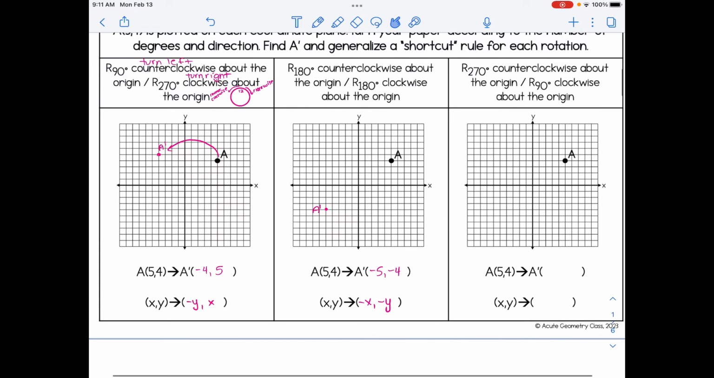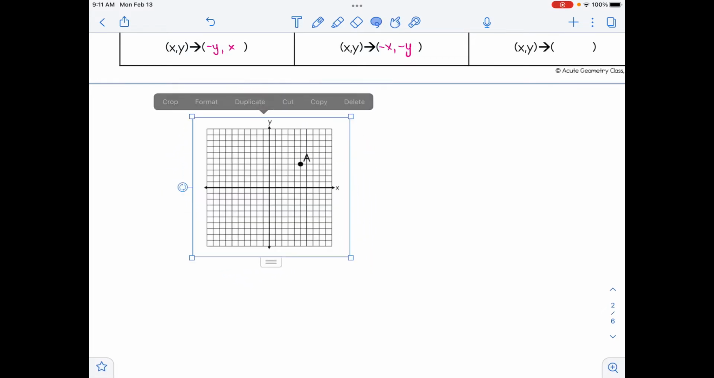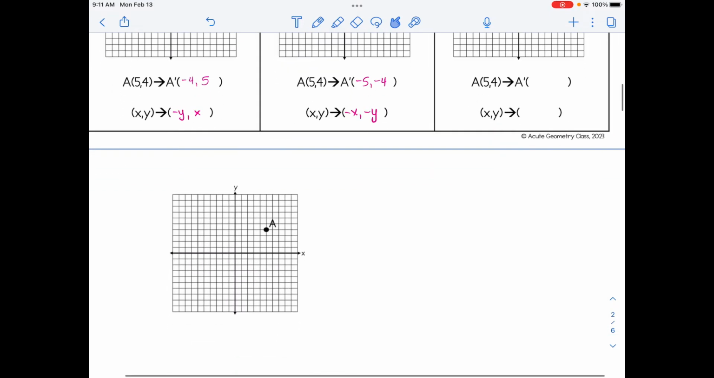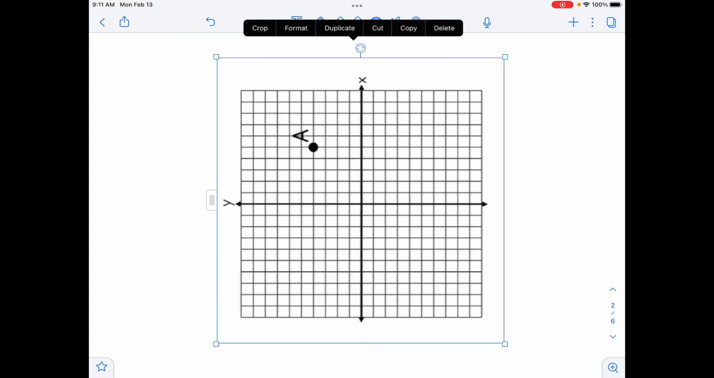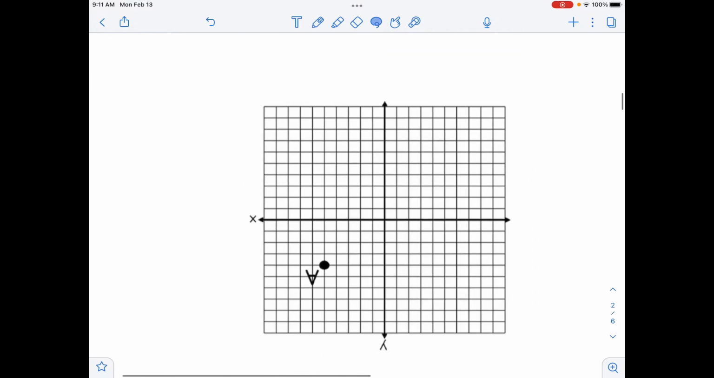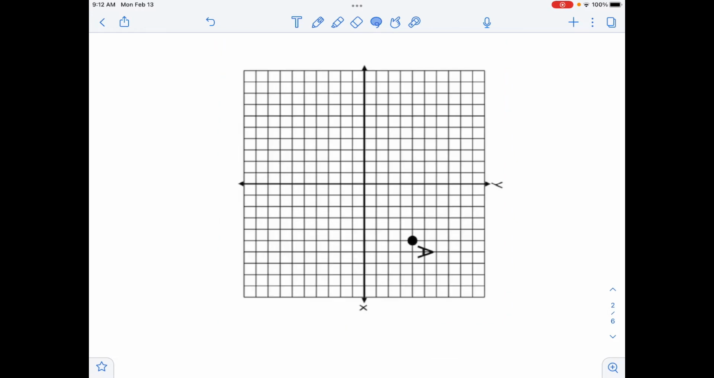Okay. All right, I'm going to reset my graph here to show you the third example. And now we're asked for 270 degrees counterclockwise. So that means I'm going to be turning my figure 3 times to the left. And I'm going to go ahead and do that, and we're going to see what A prime looks like. So here's 1 turn, right? That's our 90-degree rotation. Here's 2 turns. That's 180 degrees. And I'm going to go 1 more time around in order to get my 270-degree rotation.